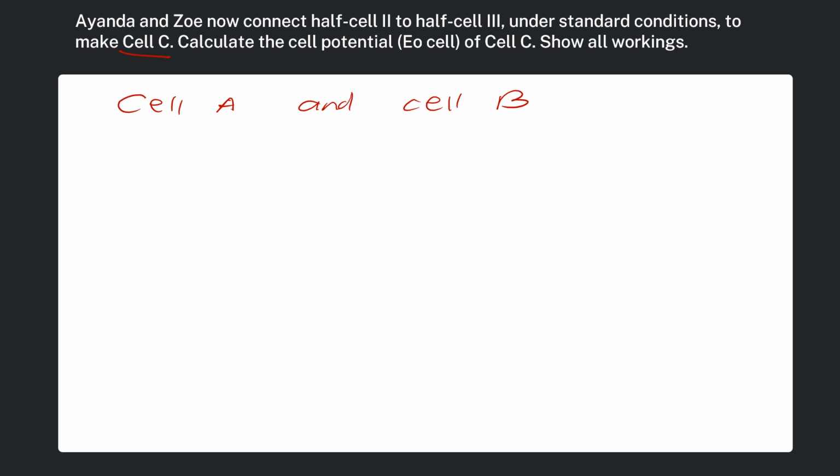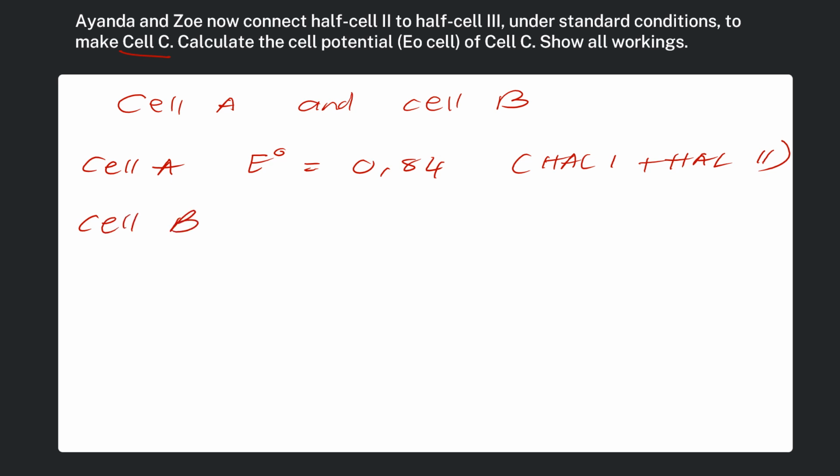So if we remember in cell A, what we had was half cell 1 plus half cell 2, right? Which gave us 0.84. And this included half 1 plus half 2. And then cell B, we had half cell 1 and half cell 3, which gave us 0.68, which had half 1 plus half 3. Right. And technically what we want now is these two.